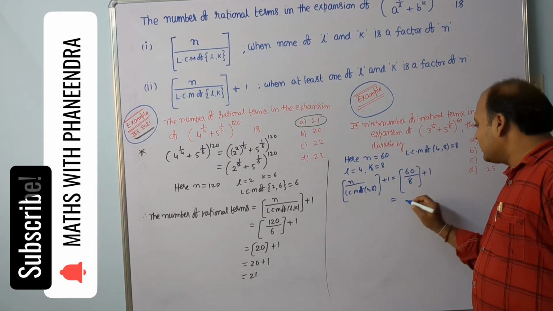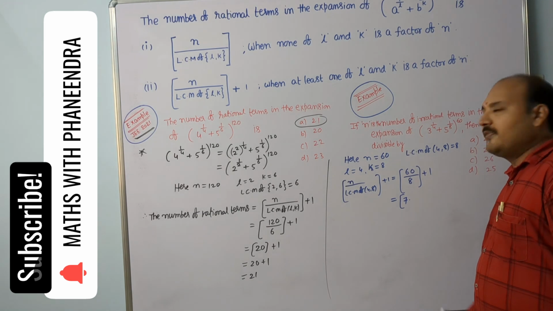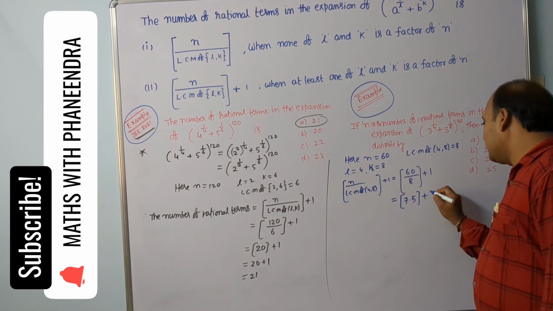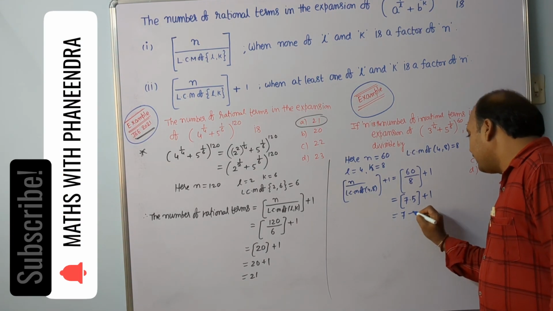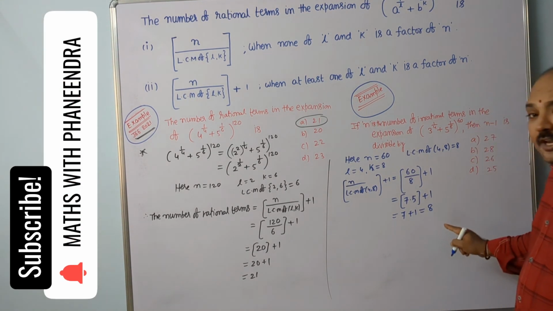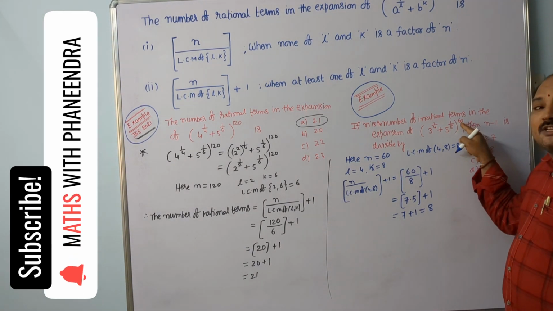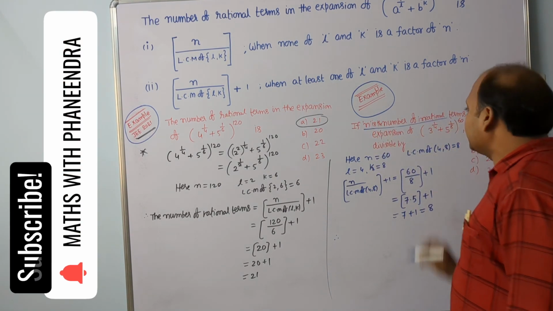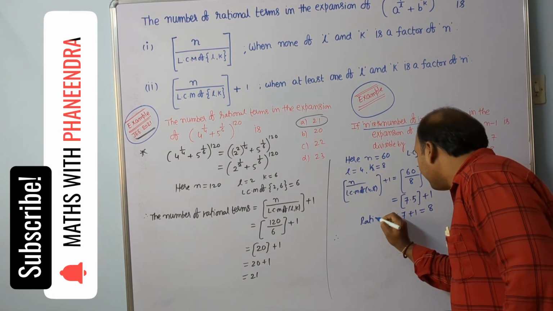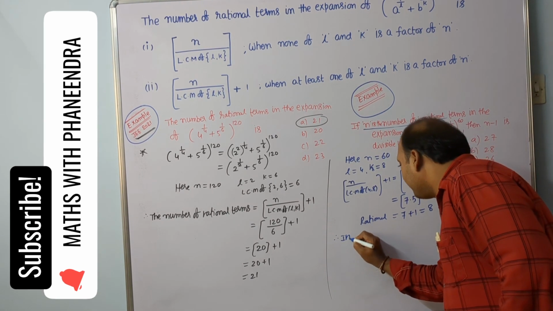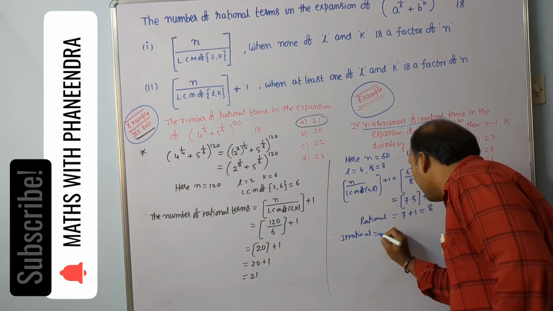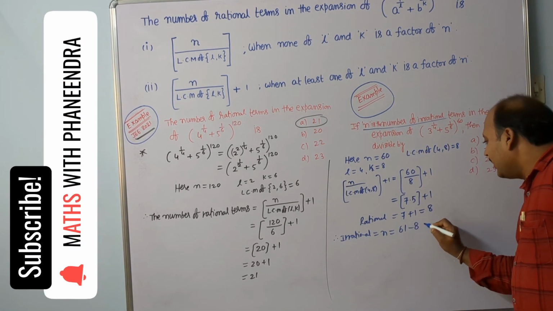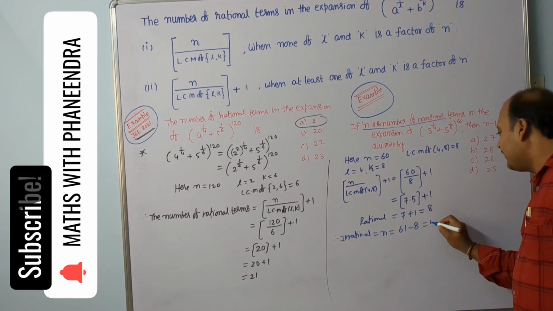How many times? 8 7s are 56. 56 means 4 will be there. So 60 by 8 is 7.5, step of 7 is 7, plus 1, which is equal to 8. 8 is the number of rational terms. Total how many terms are there? 61 terms are there. Therefore, n is the number of irrational terms. Rational is 8, so irrational n is equal to total number of terms 61 minus 8. Out of 61, 8 means 53.